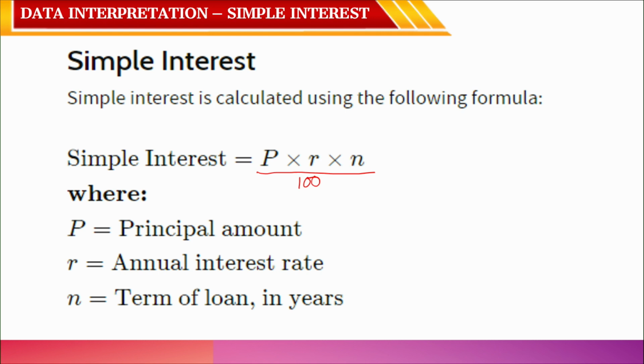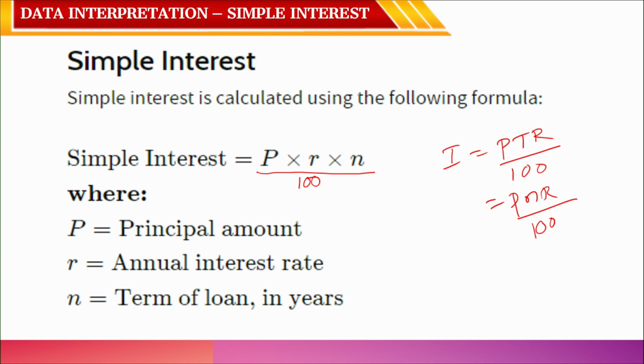So the formula for simple interest, I equals PTR by 100. This is a regularly used formula, or you can say it as PNR by 100. Whatever the formula may be, there is just a small change: T in place of N.